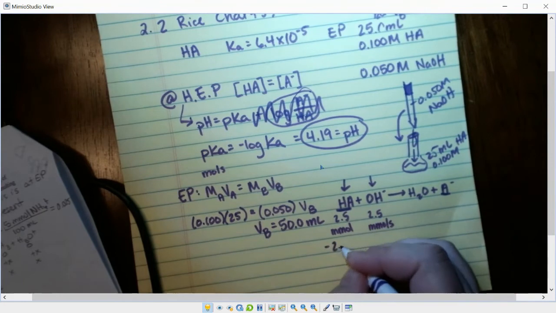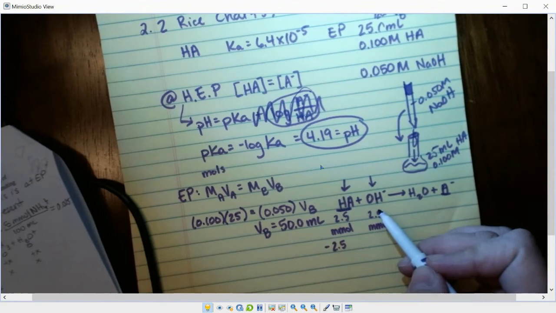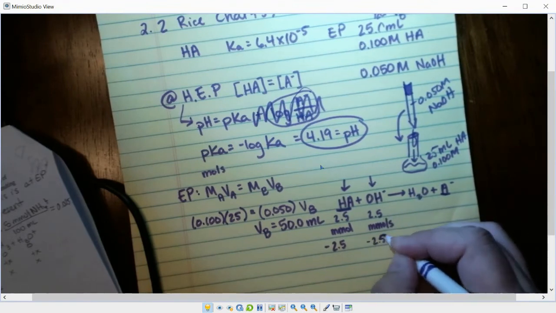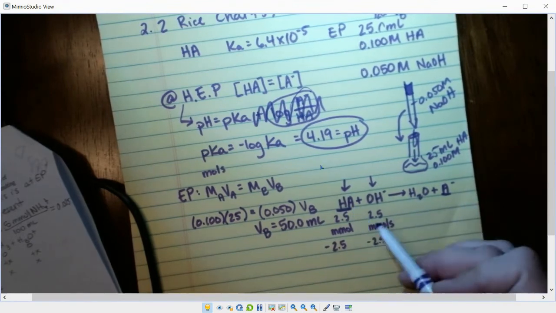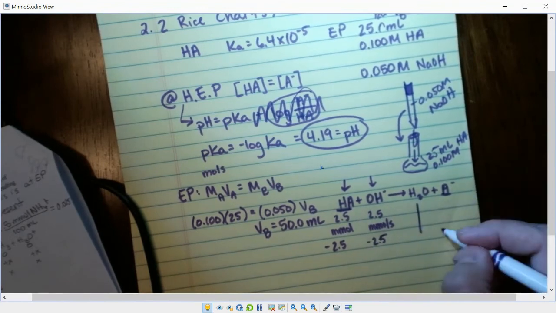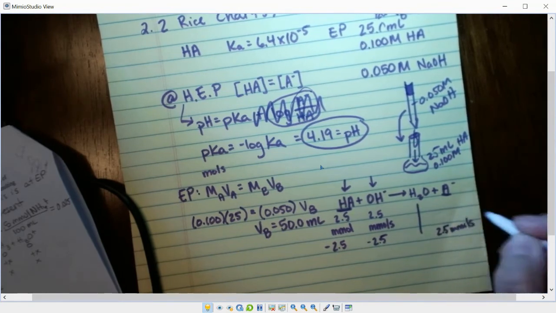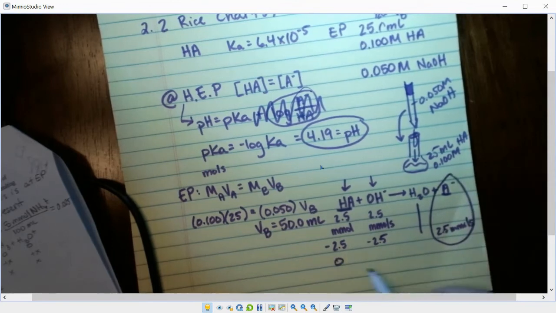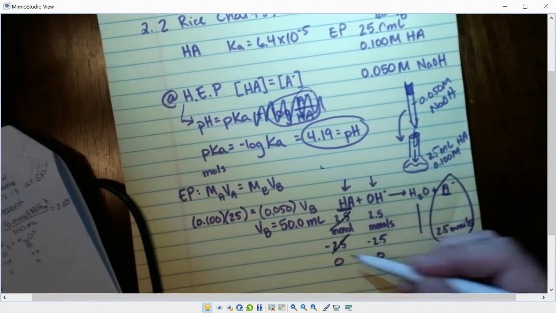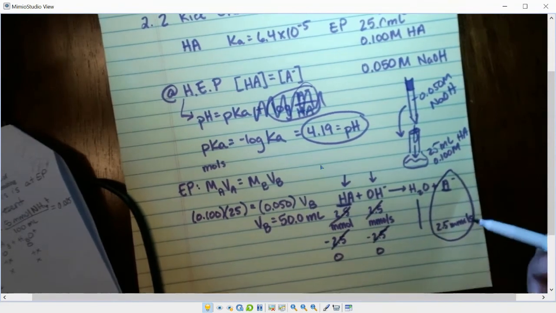So if I subtract 2.5 millimoles away from the acid, because that's how much it takes to neutralize the base, and I subtract that same amount away from the base because that's how much acid it takes to neutralize the base, then that means I'm producing 2.5 millimoles of this A minus. And these guys are just zero. Like, this has been completely used up because it's neutralized the base. So now the only thing present down here at this moment in time is 2.5 millimoles of A minus.